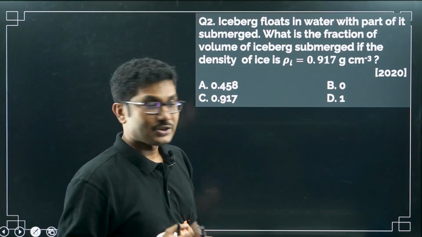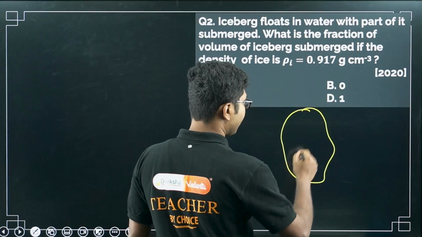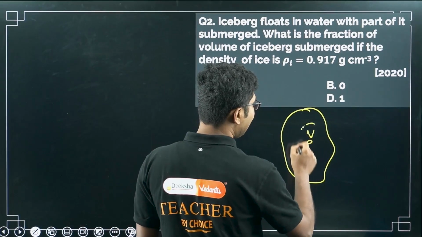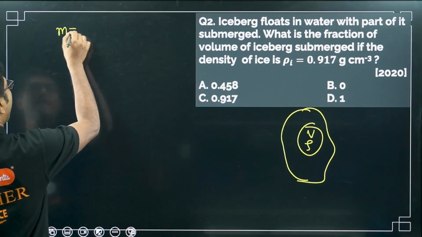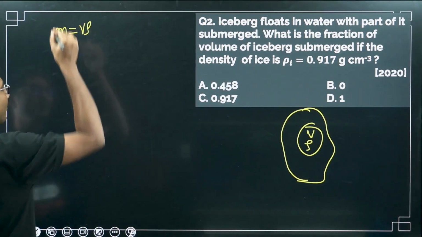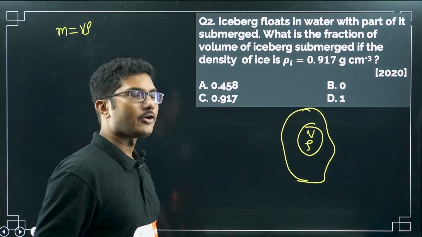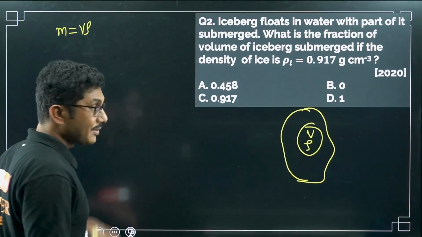In Archimedes principle, suppose the volume of an object is V and its density is rho. Then what is the mass of this object? The mass is very simple, V times rho. This is from the definition of density. Mass per unit volume is density, so mass is basically volume times density.